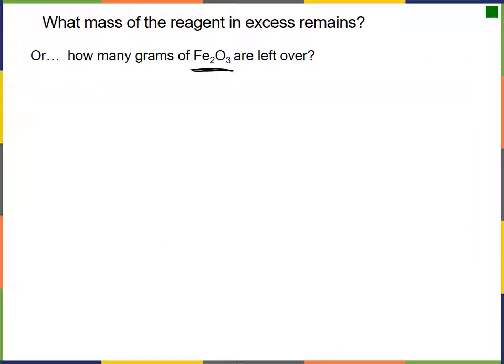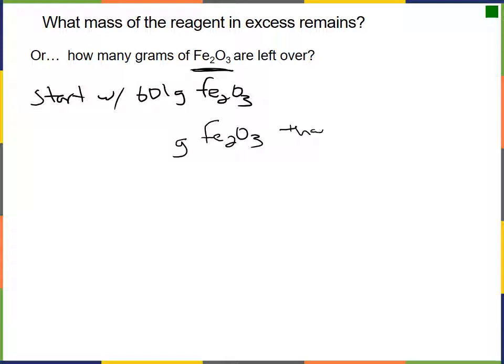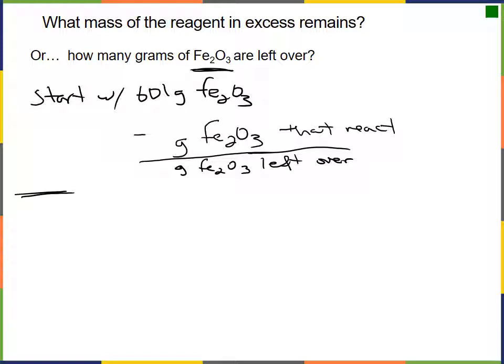Well, this tells us that iron oxide is left over. Question is how much? Well, we can do this as well. We know that we start with 601 grams of iron oxide. If we can calculate the number of grams of iron oxide that react, and we can subtract that, we're going to get the grams of iron oxide left over. And the key with all of these problems is we always go back to the limiting reagent because it's going to tell us how much of the other thing we need or how much product it's going to make.